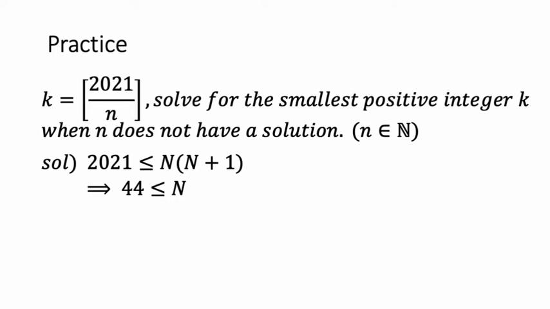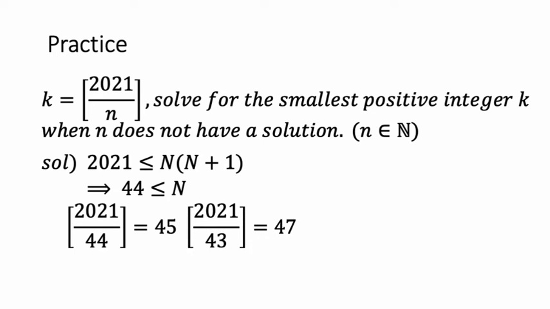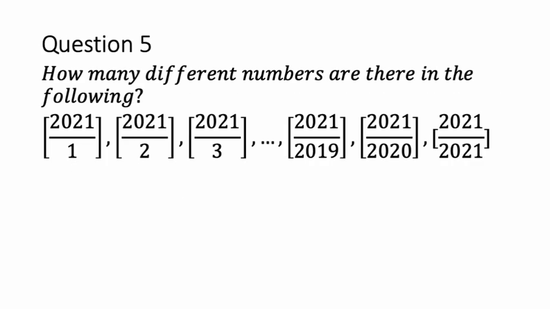We'll then try what will happen if n equals 44, 43, and 42. What we'll get is that the first non-consecutive case that occurs is between 45 and 47. This means that the answer for this question is 46. So let's now look at question 5.